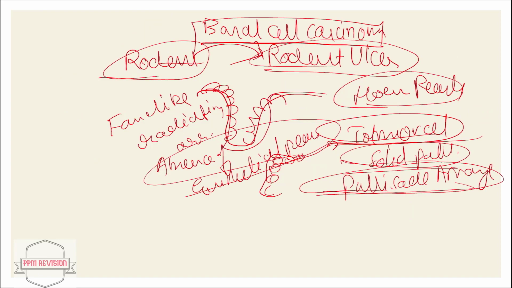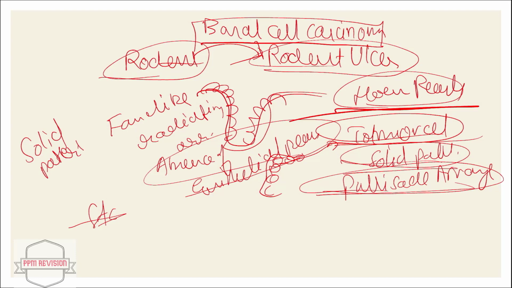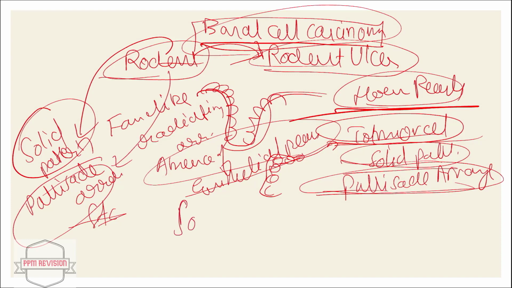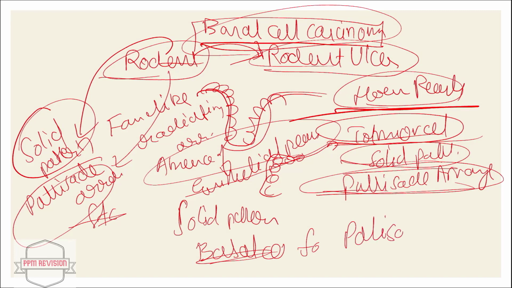Now moving ahead, we have the basal cell carcinoma. There is downward proliferation, as we saw. There is horn pearl, presence of tumor cells. There is solid pattern. Just remember these words: solid pattern and palisade arrangement are seen in case of basal cell carcinoma. So there is solid pattern as well as basal palisade arrangement.